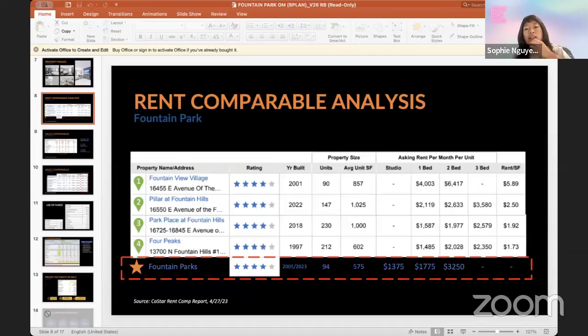Wow, this is interesting. It's an interesting contrast when looking at the average monthly rent and the years each of these buildings were built. This is a pretty wide range. Yeah, and I think the oldest one is 97, right? Right. And it's smaller. The size is smaller, just like Fountain Park. Excuse me, just like this one.